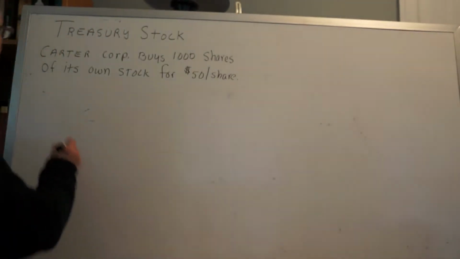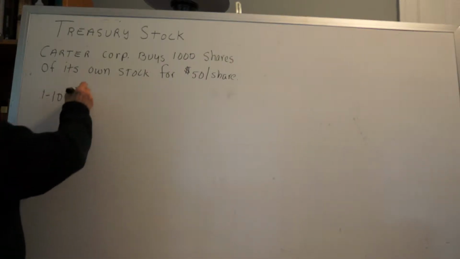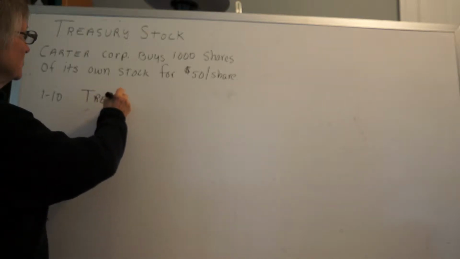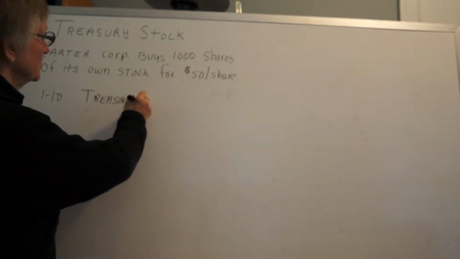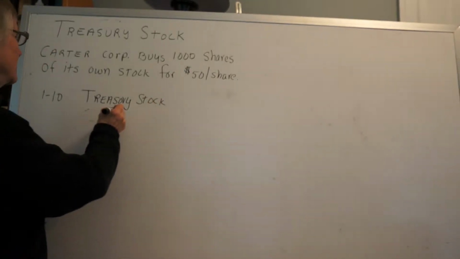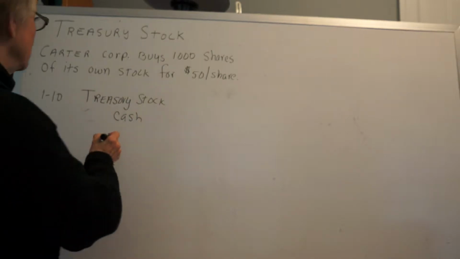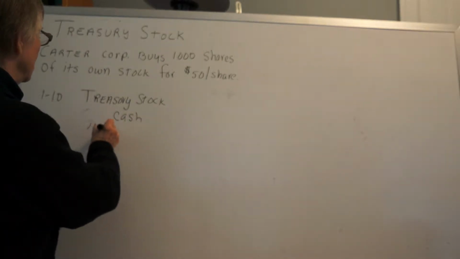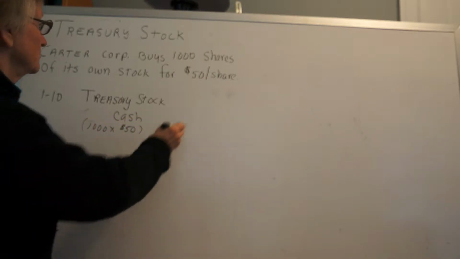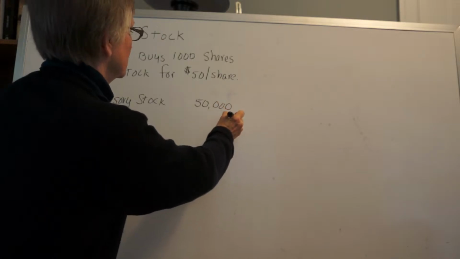So when that happens, say that's on 1/10, they do that, they would debit the account treasury stock. And treasury stock is a stockholders' equity account. It goes in the stockholders' equity section. And we would credit cash. And how much? Well, it would be the 1,000 shares times the $50 that we paid. Okay, so we would have treasury stock on our books for $50,000.